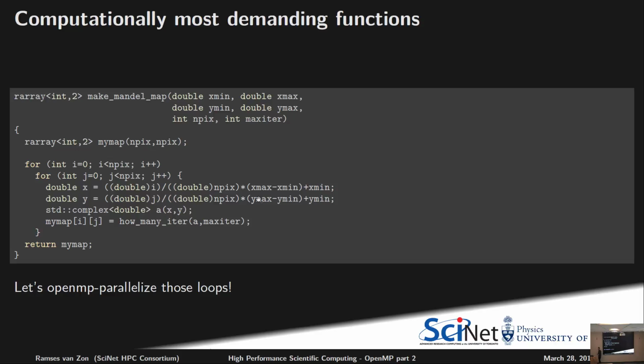I think that it's a 400 by 400 pixels picture, maybe 800 by 800. I forgot. So a few 10,000s of points that all need to have the same procedure done. We should be able to parallelize that, right? So we're going to try and use OpenMP to parallelize these loops.